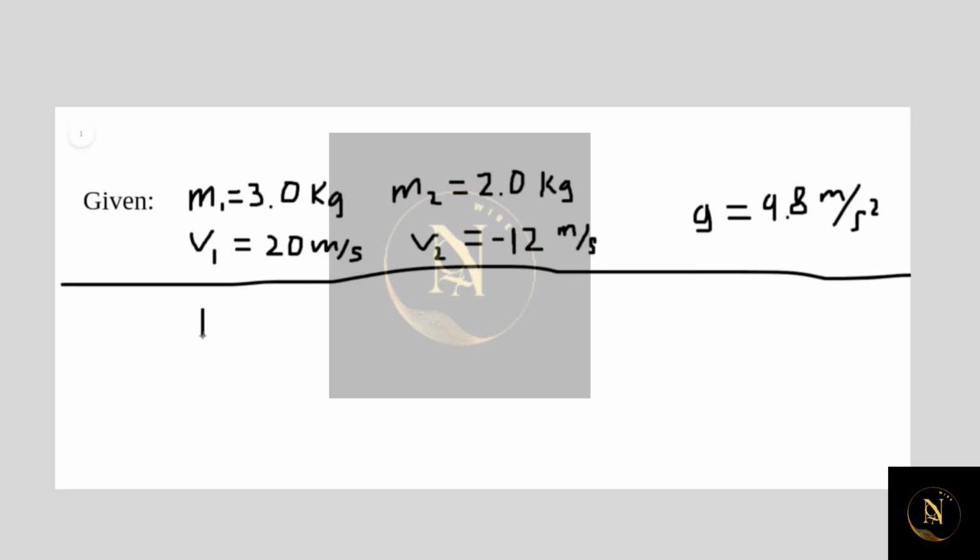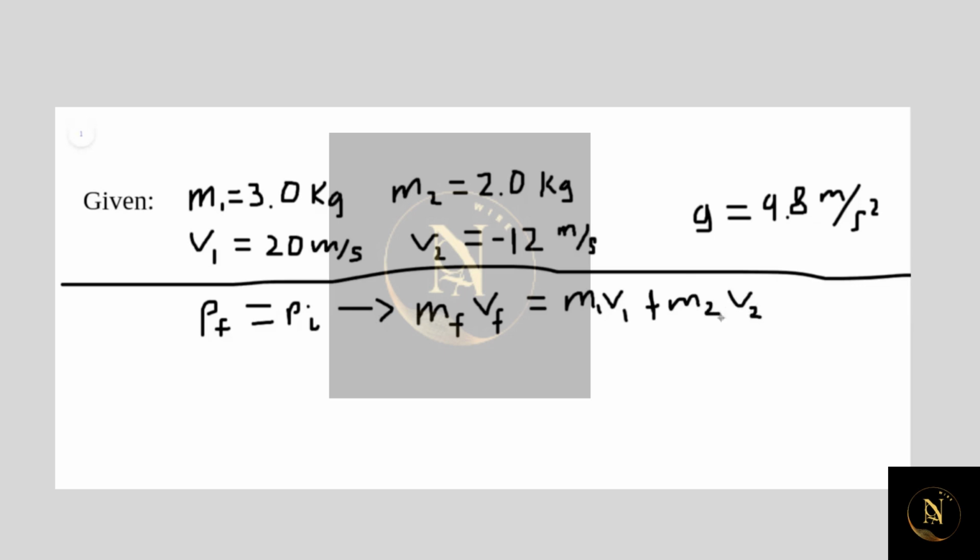So from conservation of momentum, we know that the final momentum is equal to, well, let's rewrite that, is equal to the initial momentum, right? Where the final momentum is equal to the final mass, m sub f, multiplied by the final velocity, v sub f, and the initial momentum is m1 v1 plus m2 v2.